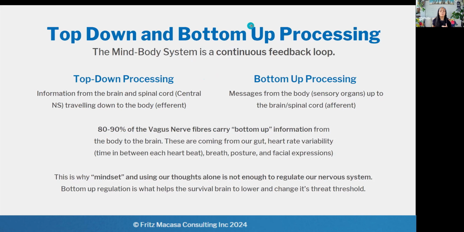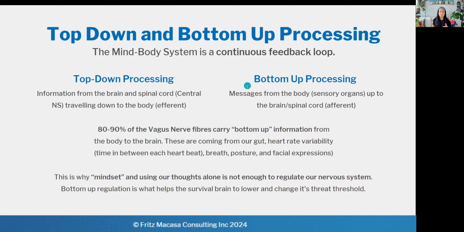the importance of the bottom-up processing information. And so for definition's sake, top-down processing is the information or the messages that are coming from our brain and spinal cord, or our central nervous system, that travels down to the body. And if you want an official term for that, it's called efferent fibers. You don't need to learn that. That's just there, just in case you want to.